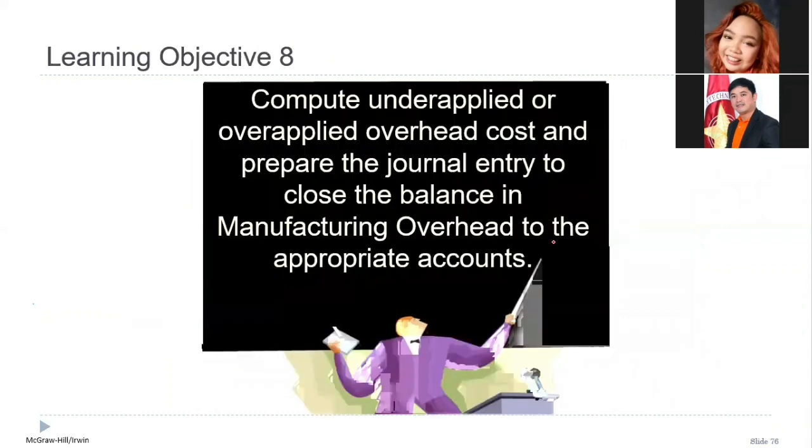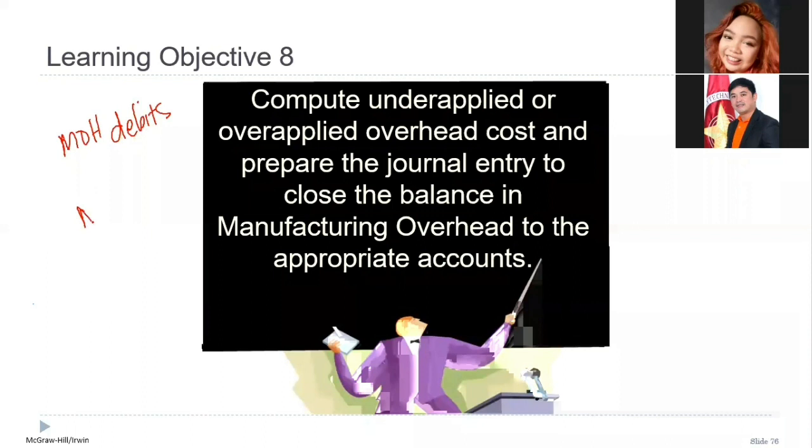Sabi natin, kung parehas lang pala ng entries, paano sila nagkaiba? Remember, kapag actual costing system, yung actual mismo na overhead ang i-charge. So equal na yung mga MOH debits for all the actual MOH, MOH credit, para saan ang MOH credit? Para po sa applied. If we apply the actual, itong dalawa na to ay equal na automatically.